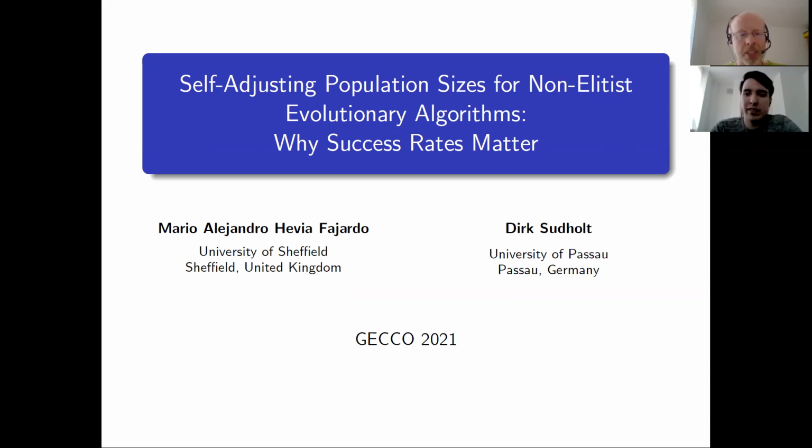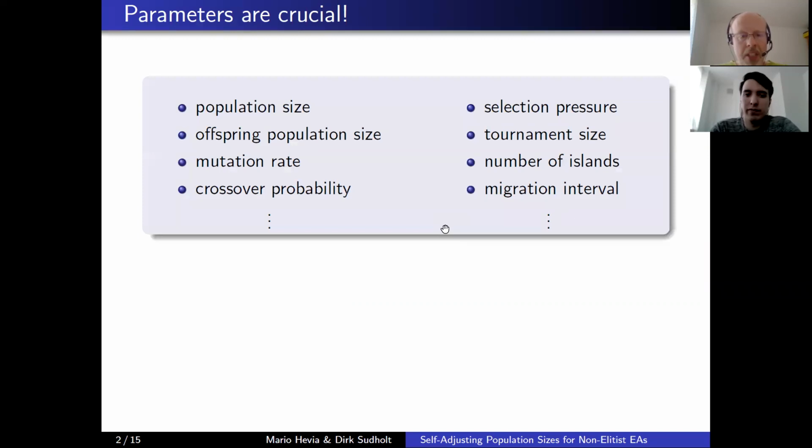And we're going to talk about self-adjusting population sizes for non-elitist evolutionary algorithms and explain to you why success rates matter. So we all know that evolutionary algorithms come with lots of parameters, like the population size, the mutation rate, selection pressure, and so on. And to get the best possible performance out of an evolutionary algorithm, you want to tune these parameters. So how do we find good parameters?